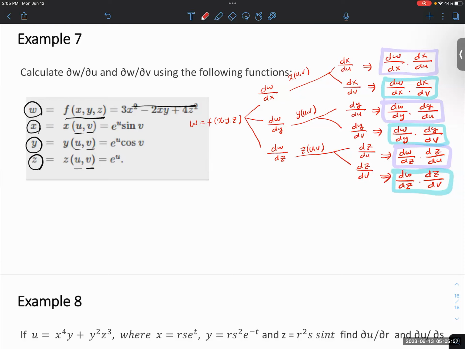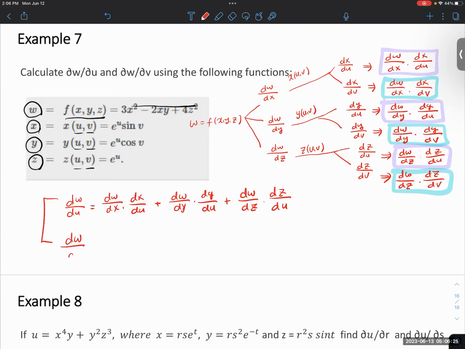So what happened? We have 2 equations. dw over du. Let me write it better. dw over du equals dw over dx, dx over du, plus dw over dy times dy over du, plus dw over dz times dz over du. And then another branch is dw over dv. So dw over dx times dx over dv, plus dw over dy, dy over dv, plus dw over dz, dz over dv. So you have this.